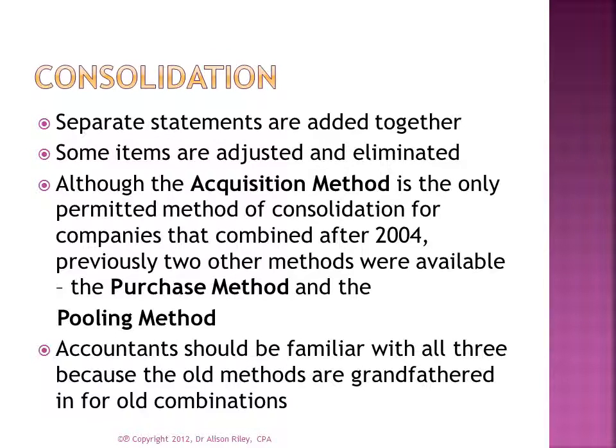In the process of consolidating financial statements, the separate statements are essentially just added together. Of course, this is a gross oversimplification, and some intercompany items also need to be adjusted or eliminated. Although the acquisition method is the only permitted method of consolidation for companies that combined after 2008, previously two other methods were available, the purchase method and the pooling method. Accountants should be familiar with all three methods because the old methods are still in use by parents of combinations that occurred prior to this date.